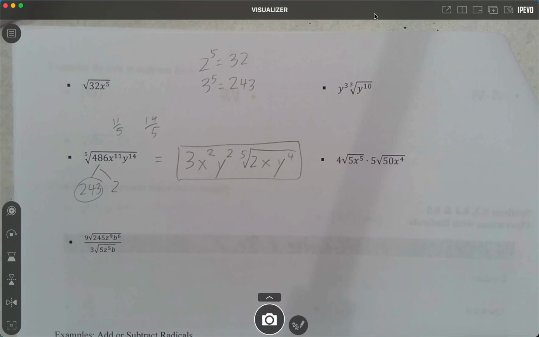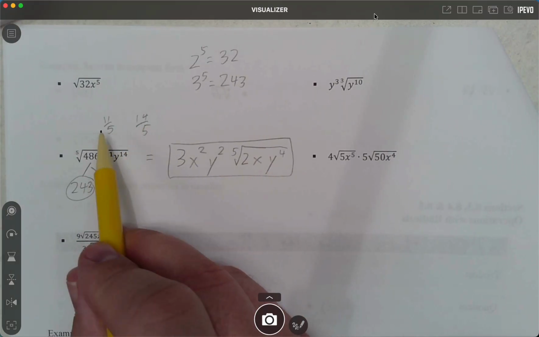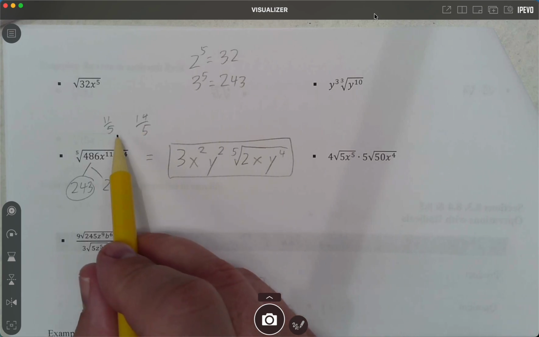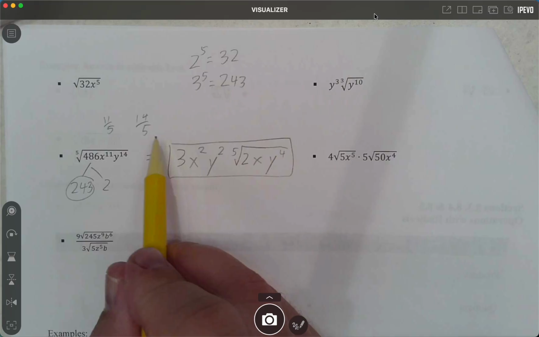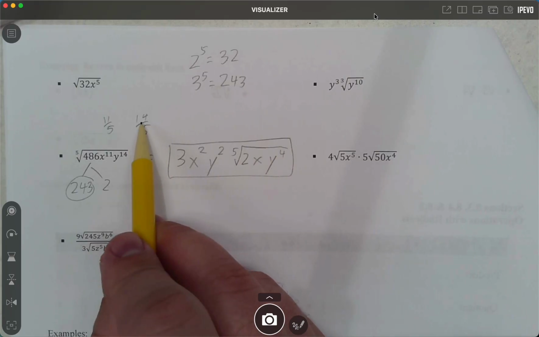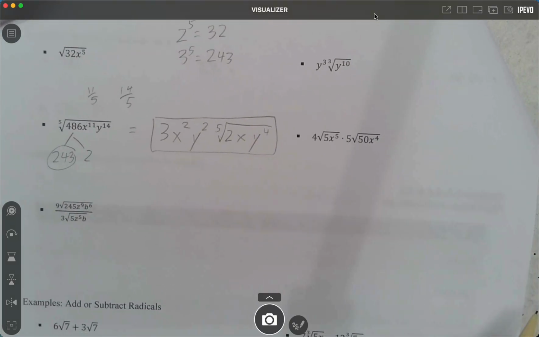All right. So you can see it gets a little nasty, but always remember the mixed number approach. Turn those improper fractions into mixed numbers. How many times can 5 go into 11? Twice with 1 left over. How many times can 5 go into 14? Twice with 4 left over. All right, and let's continue.